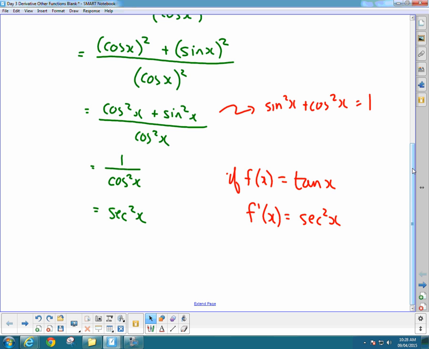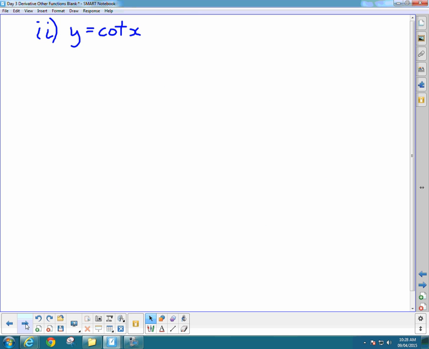So there's one of our new ones that we're going to look at today. The second one we're going to look at is cotangent. Now, cotangent is the reciprocal of tan. So we're going to look at this and say, instead of doing cotangent, because I don't know what it is, but I do know now what the derivative of tan is. It's 1 over tan x. So I'm going to change it to tan so that I can do the derivative.